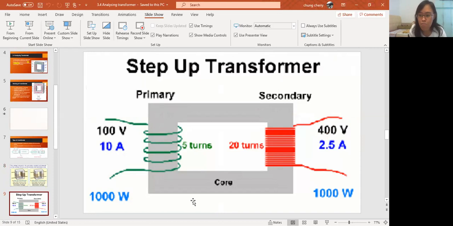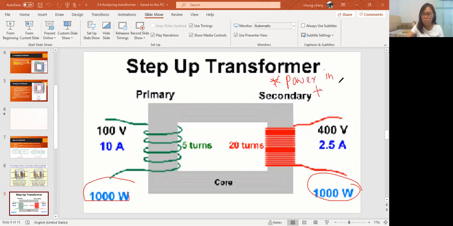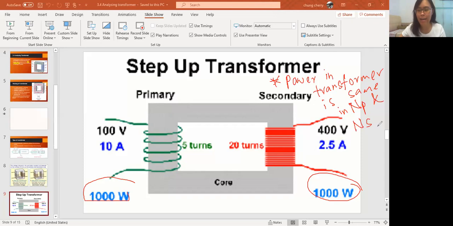But since this is in the same system, although the voltage is different depending on the number of turns, the power in a transformer for primary and secondary will be the same. I think you just add in one part inside your notes. Write down: the power in transformer is the same in primary coil and secondary coil. NP is primary coil and NS is secondary coil. Okay, clear?